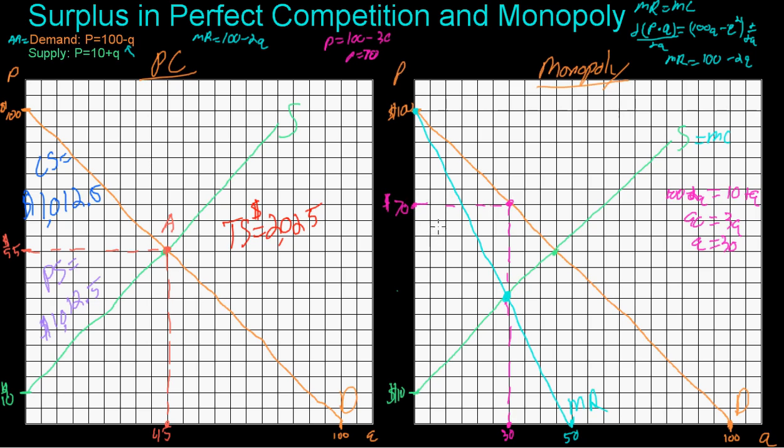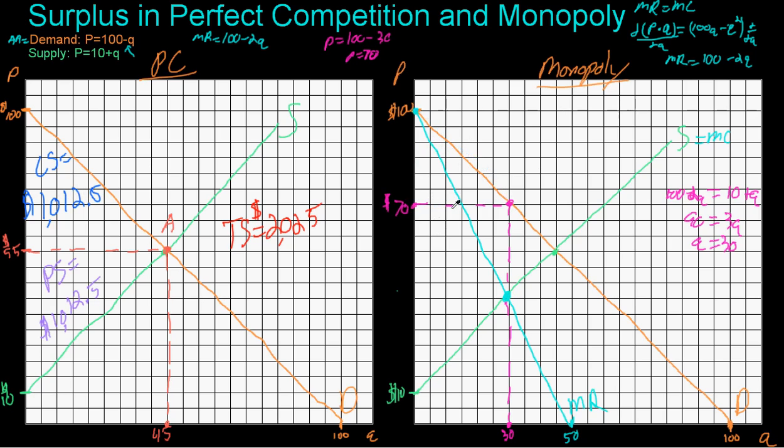So now we have our optimum price and our optimum quantity, and we're just going to go ahead and calculate consumer and producer surplus just like I did in the perfect competition case before. So remember, consumer surplus is always the area above price and below demand. So it is this triangle right here.